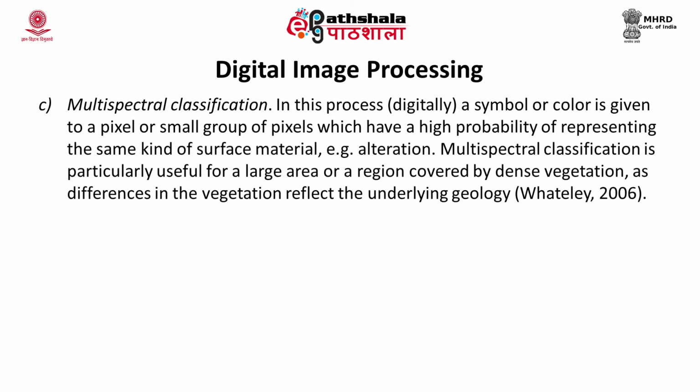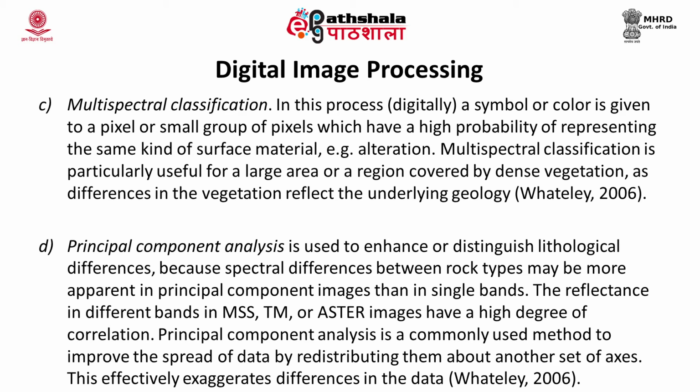Another one is the multispectral classification. In this process, a symbol or color is given to a pixel or a small group of pixels which have a high probability of representing the same kind of surface material, for example, alteration. Multispectral classification is particularly useful for a large area or a region covered by dense vegetation, as a difference in the vegetation reflects the underlying geology. This process is carried out digitally. The fourth one, an important one, is principal component analysis.